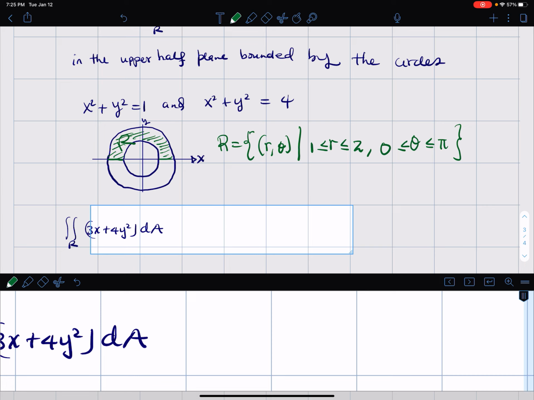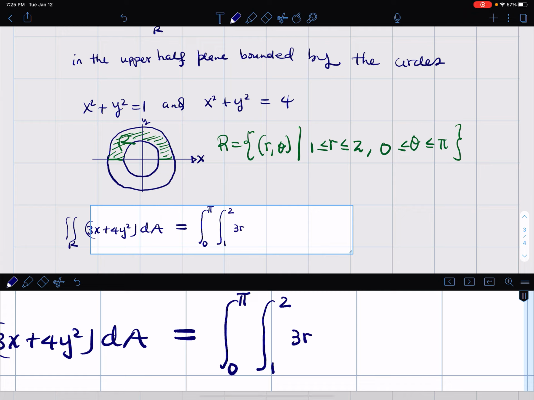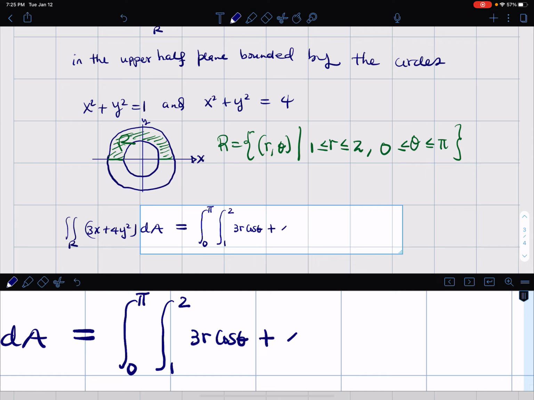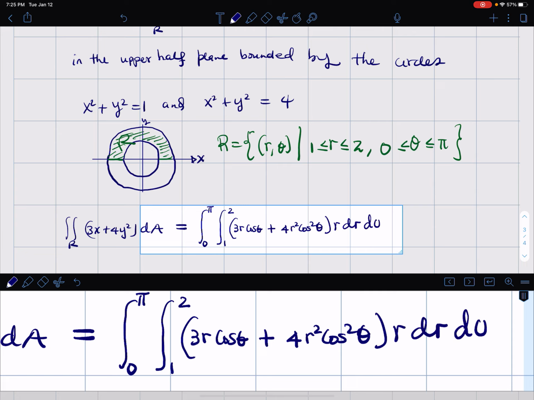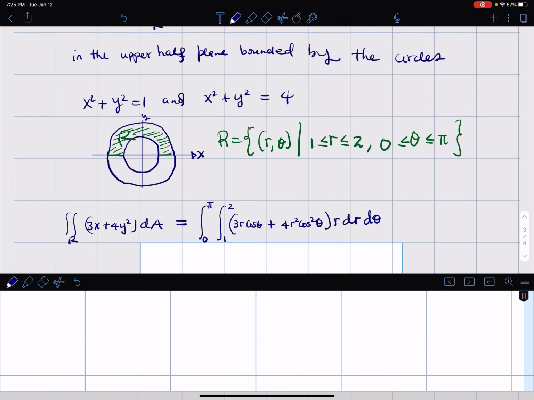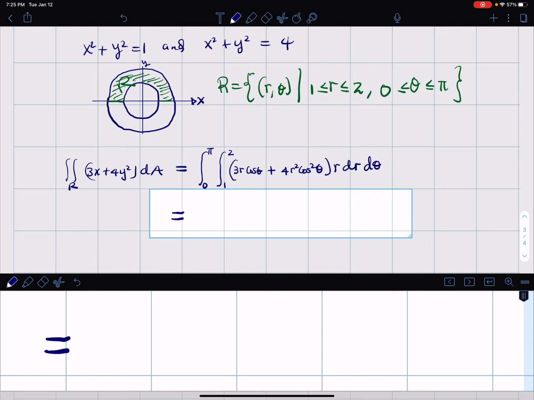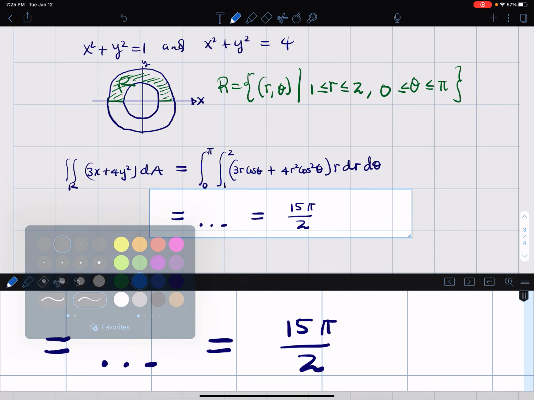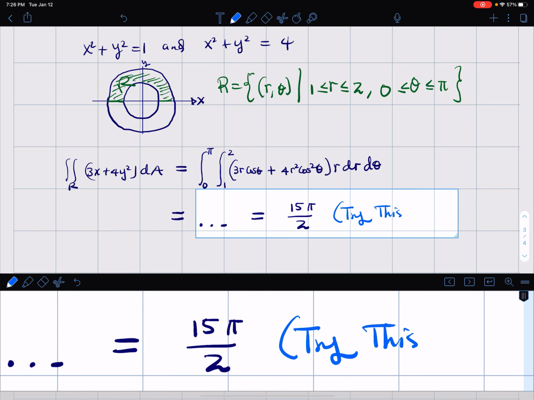Okay. So we can now set up our integral as the integral where theta goes from 0 to pi, r goes from 1 to 2, 3x is 3r cosine theta, and 4y squared is 4r squared sine squared theta, right? And then r dr d theta. Okay. So your job is to do this computation. The answer I got is 15 pi over 2. So I want you to try this, do it yourself, and ask me in class if you have questions, or correct me in class if I'm wrong.